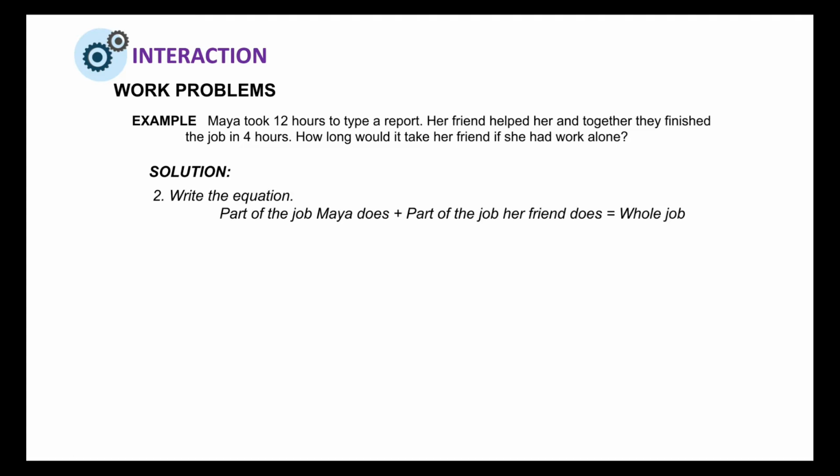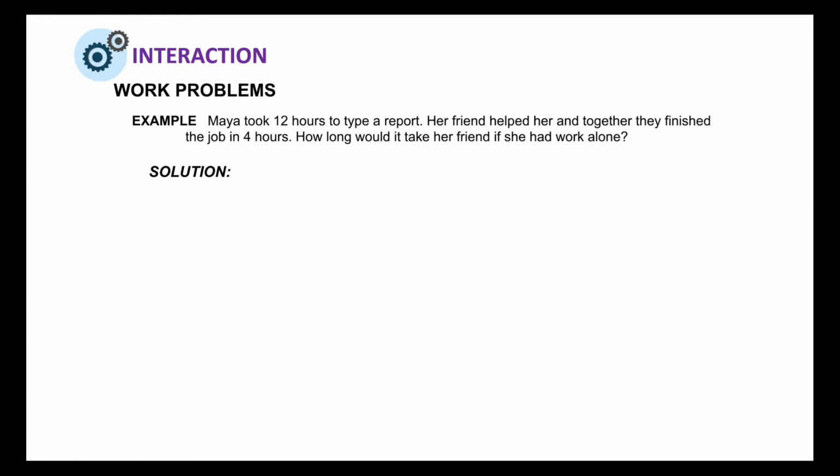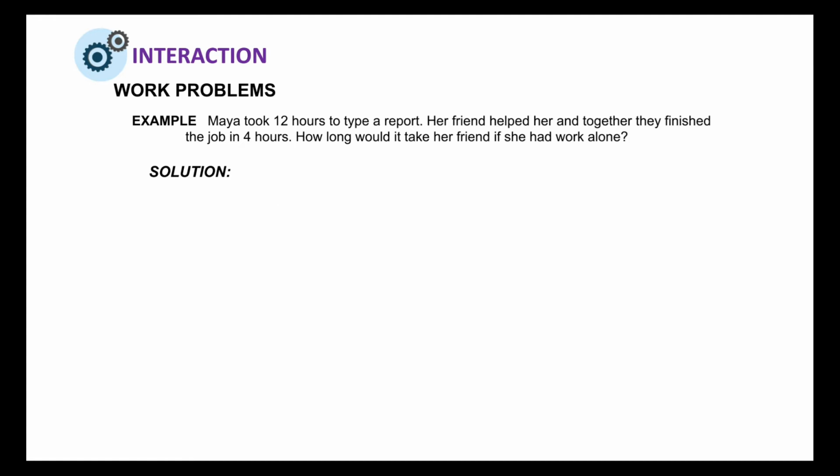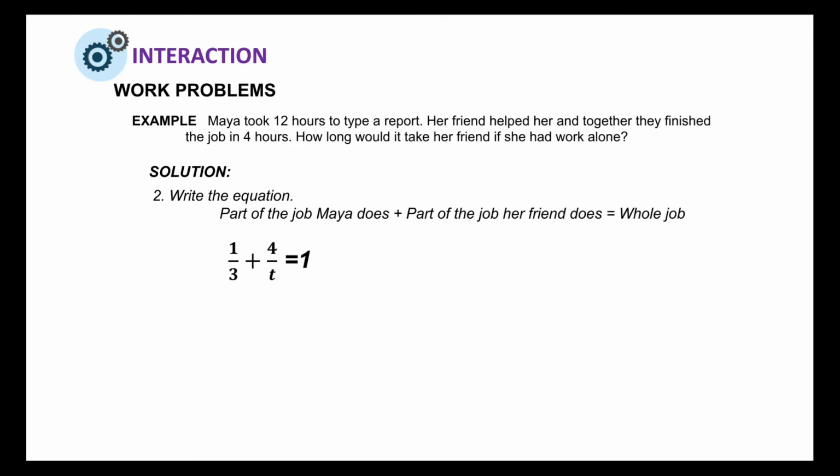Step 2, rewrite the equation. Part of the job Maya does plus part of the job her friend does is equal to the whole job. So that's the equation: 1/3 plus 4 over t is equal to 1. Take note, 1/3 is Maya's rate and 4 over t is her friend's rate.